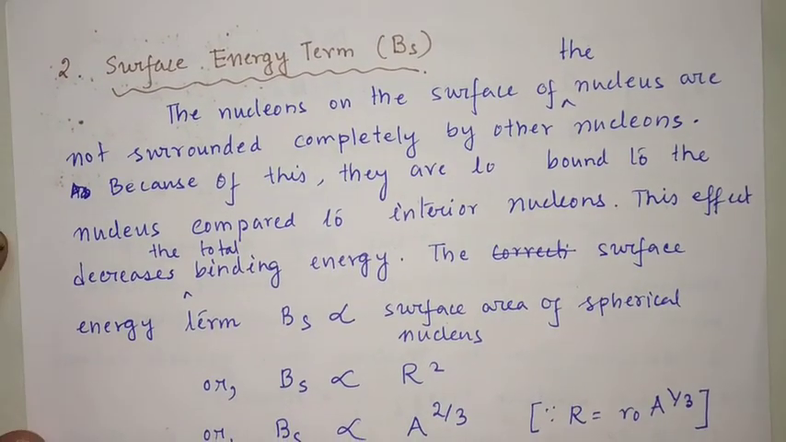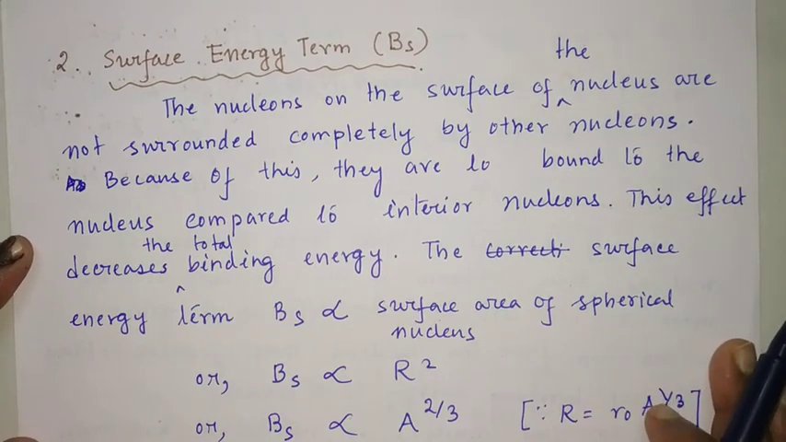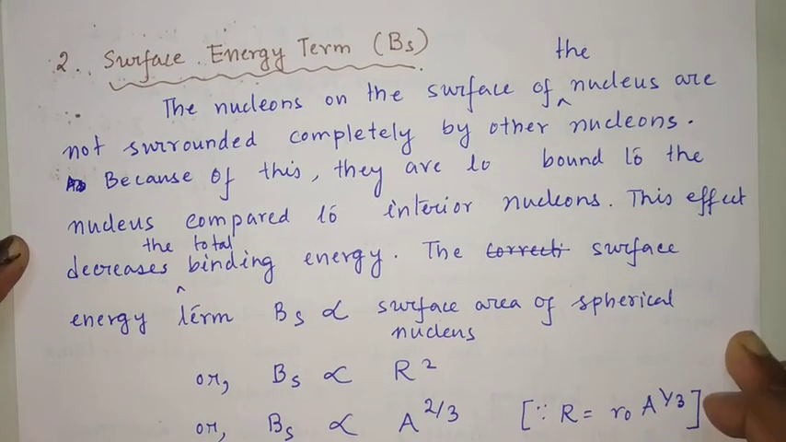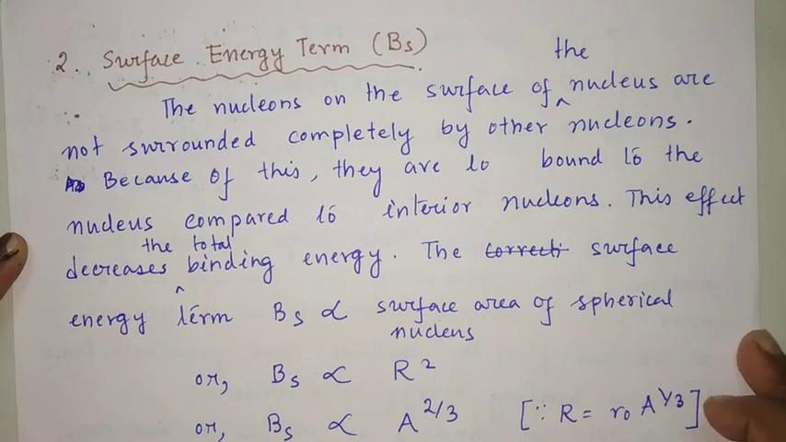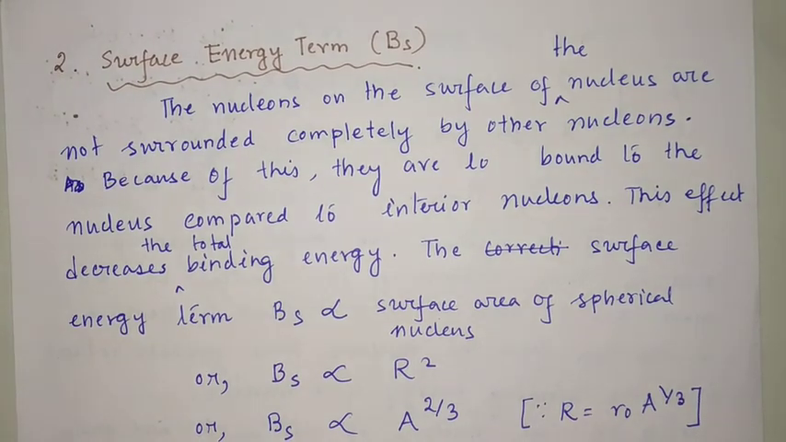The second term is called the surface energy term. The surface energy term arises because, as we have said in the properties of the liquid drop model, the surface of the nucleus acts like the surface of a liquid drop. That is, there will be surface tension kind of forces, or the effect of surface tension, acting on the surface of the nucleus. So why does this happen?